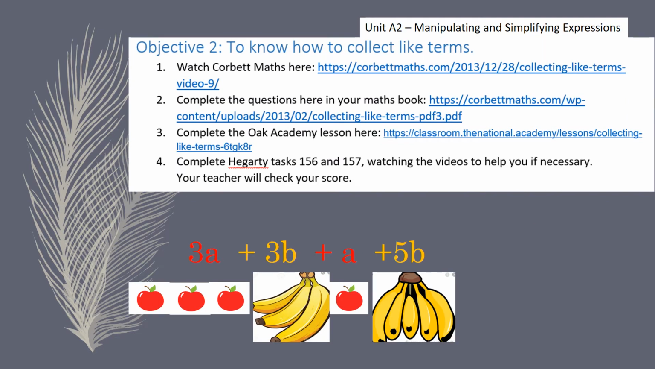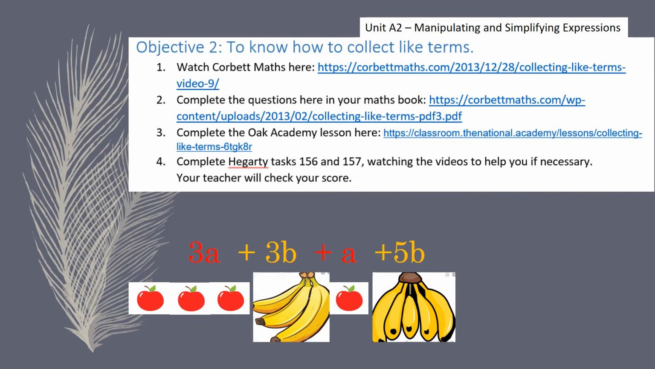The second objective is to collect like terms, to understand how to do it. So again, you've got 4 bullet points here and 4 steps within that objective that need to be followed carefully.